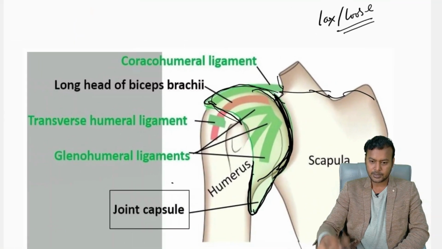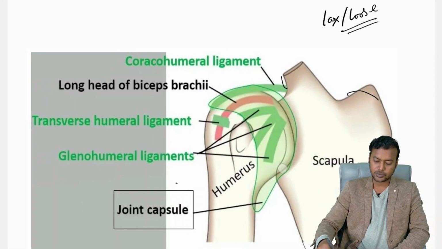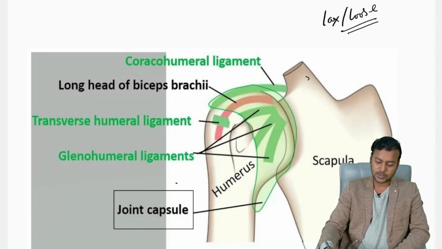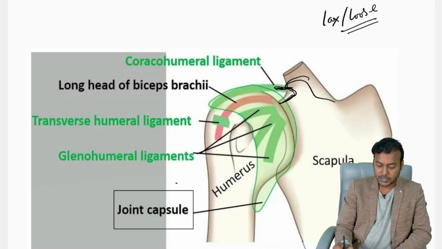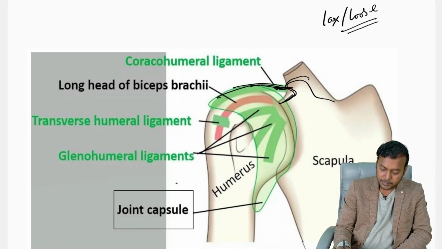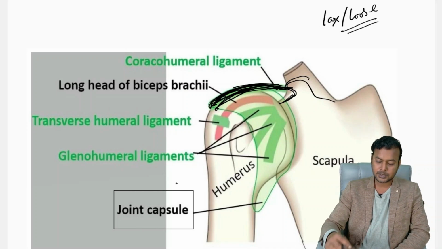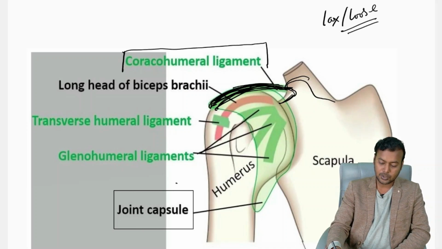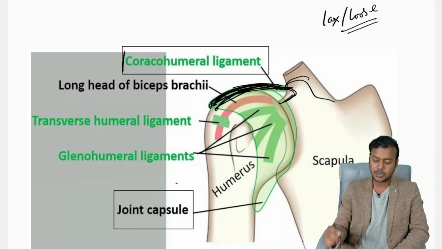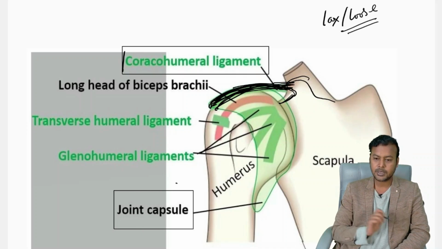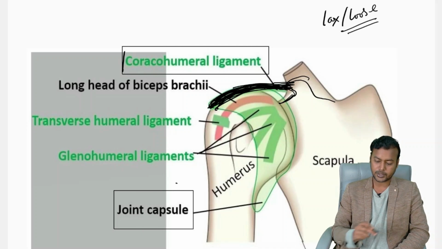Apart from that, what are the other important ligaments? Students, we have seen the coracoid process, which was a beak shaped projection. From the inferior surface of this beak shaped projection, we have a strong fibrous band which moves and blends in with the fibrous capsule superiorly. So this is known as the coracohumeral ligament. Why coracohumeral? Because from the inferior surface or the base of the coracoid process, this ligament extends onto the humerus and blends with the fibrous capsule of the joint.